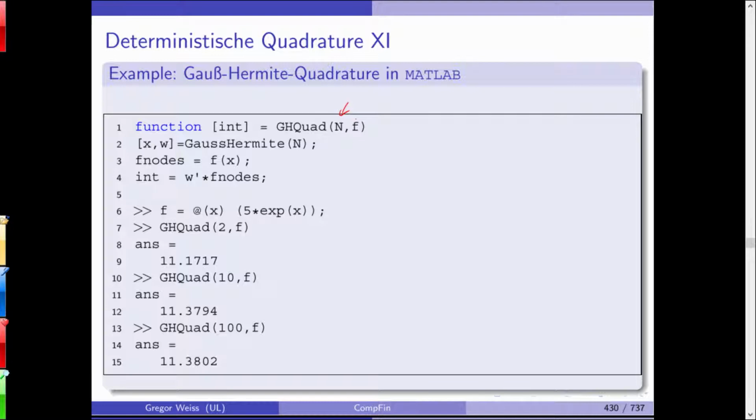If we now do this, and we start with 2 nodes, you can see the answer will be, and we are trying to approximate this function, so it's 5 times the exponential function of x. This is f of x. You can see that if we are using 2 nodes, the answer will be 11.1717. If we are using 10 nodes, the answer will be 11.3794. And if we use 100 nodes, the answer will be 11.3802.